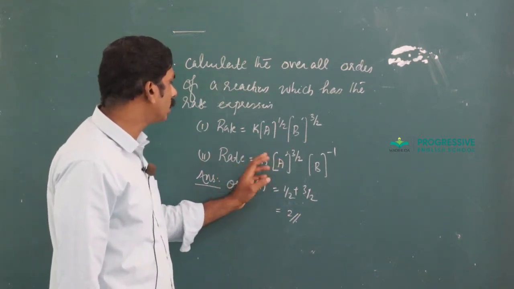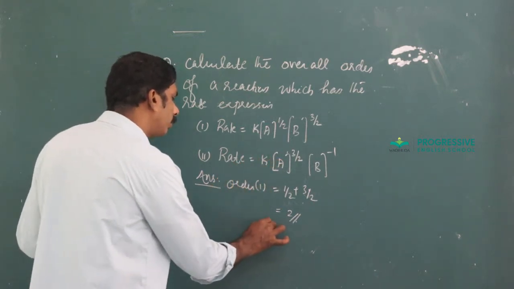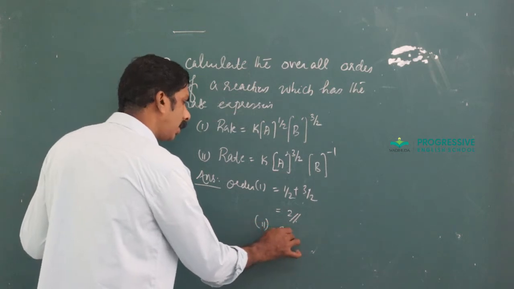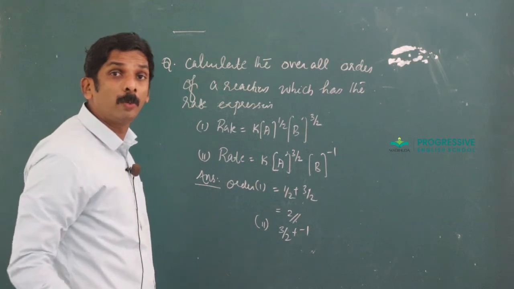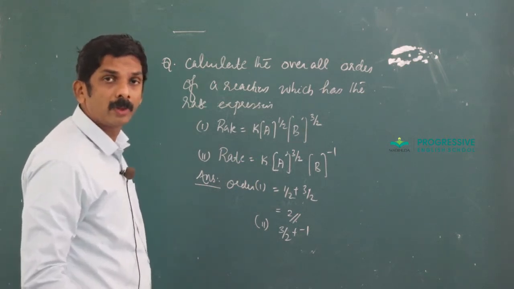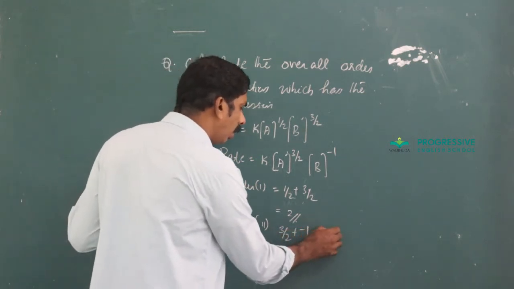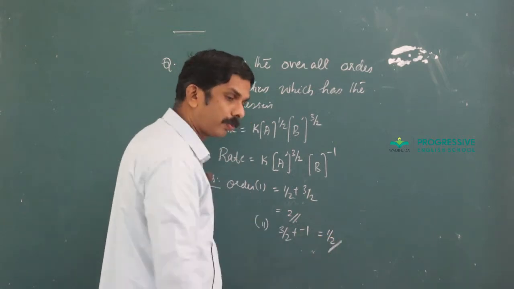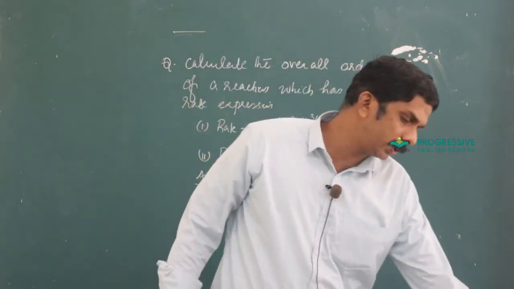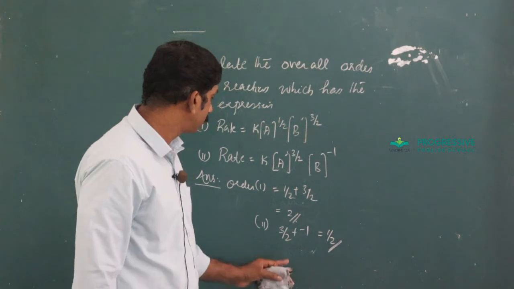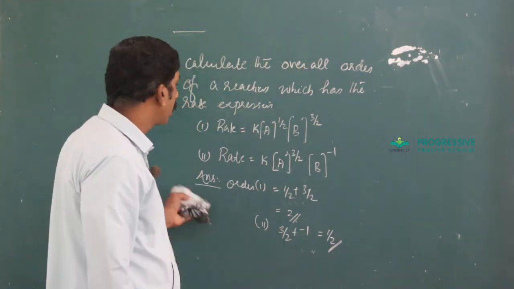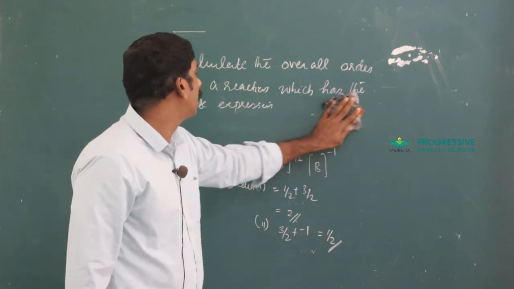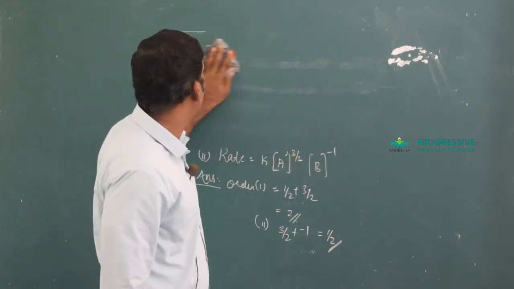In the second question, again, the sum of the powers means 3/2 plus -1, or 3/2 minus 1, that is equal to 1/2. Thus, we can assign the order of a reaction.